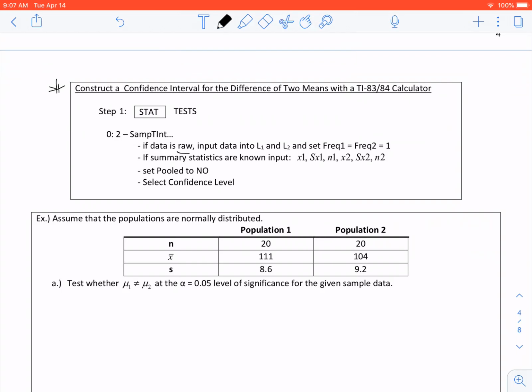If you have raw data, enter those into L1 and L2. Set frequency 1 equal to frequency 2 equals 1. If summary stats are known, you need to input all these numbers. Pooled: no, and select your confidence level. This requires us to draw a picture and kind of think about how that confidence level will be set up.